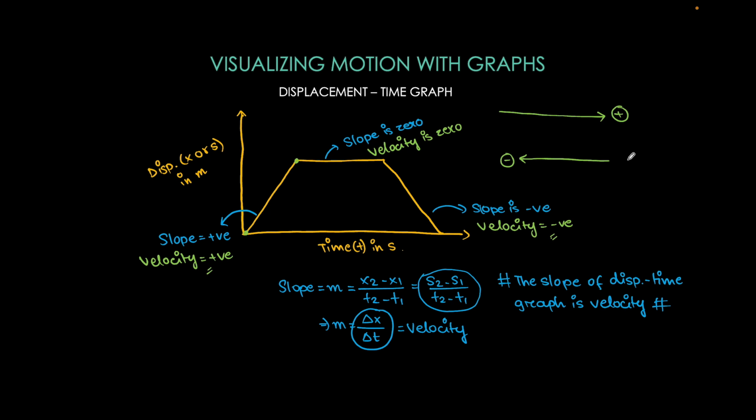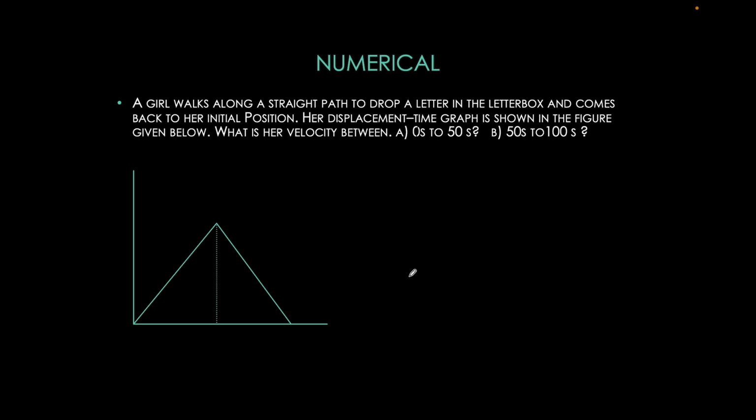So I hope you have understood the concept of positive, 0 and negative velocity, and I hope you have understood all the graphs that I have taught here, may it be distance time graph or displacement time graph, because these are very important concepts. And using these concepts, we are going to derive the equations of motion later in this chapter. Now let us try to get on with the numerical.